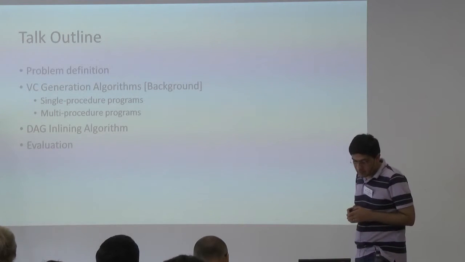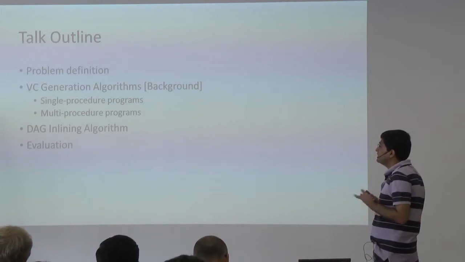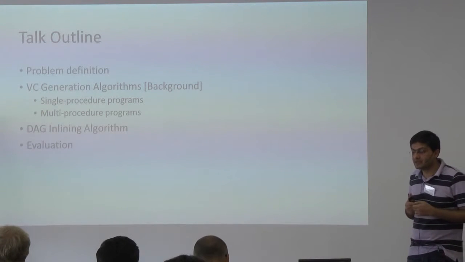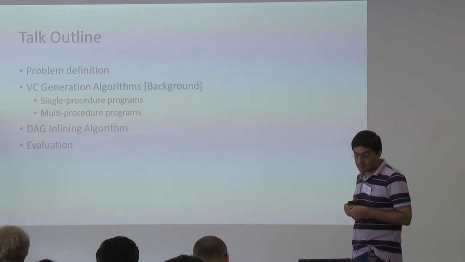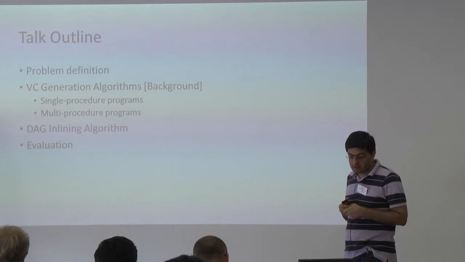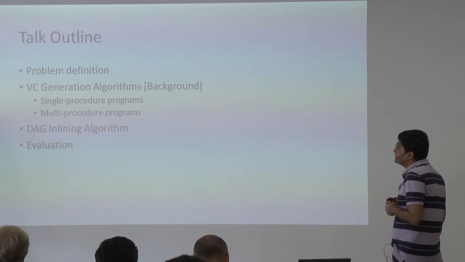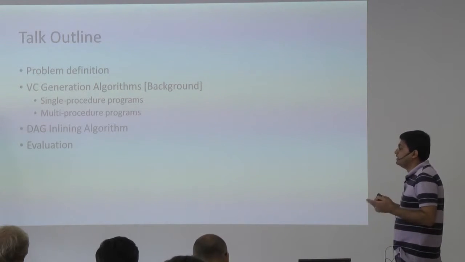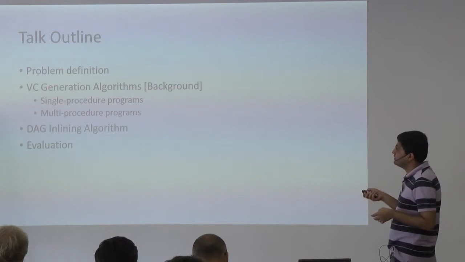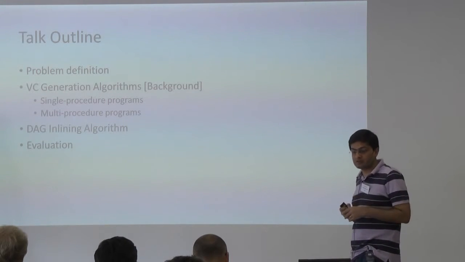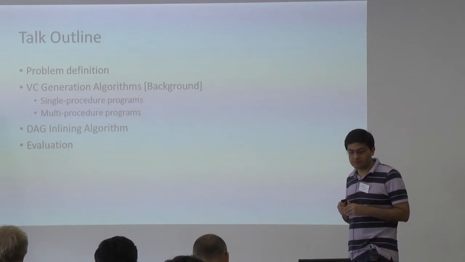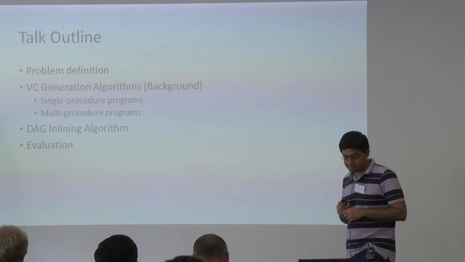So the rest of the talk is going to be as follows. I'll formally define what the problem is, and I'll get into some background on doing VC generation, the way it is done, some standard algorithms, the way it's done right now. And this part will be more like a tutorial. I'll go slowly and try to cover these algorithms, and then get into DAG inlining.